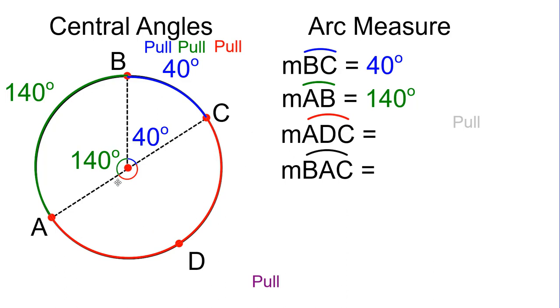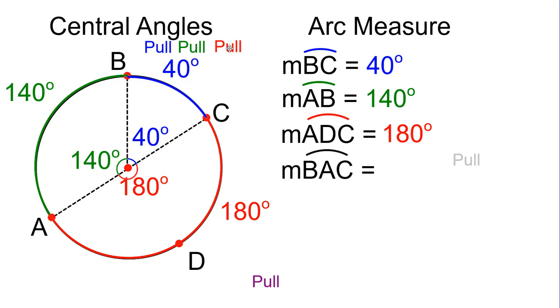Well, if the other side's a semicircle, so is this one. It's a chord that goes through the center, so that's a diameter as well. So this is also going to be 180 degrees. So the measurement of the arc is going to be 180 degrees as well. So ADC is 180.